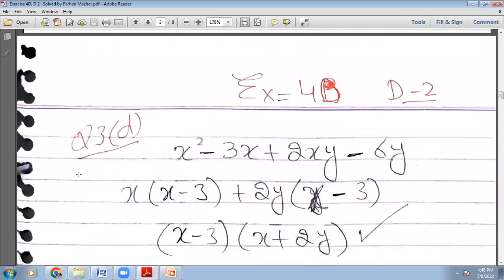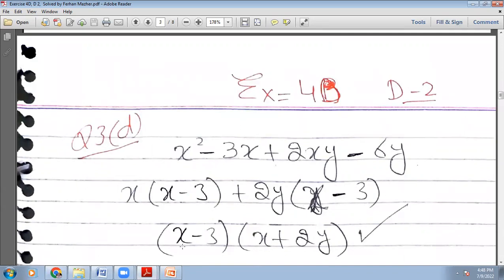On your screen, we can take x common from the first 2 terms, and when you take it, x squared divided by x will be x, minus 3x divided by x will be minus 3 left. From the last 2 terms, 2y is common. So when 2xy divided by 2y, it will be x. Minus 6y divided by 2y will be minus 3, bracket close.